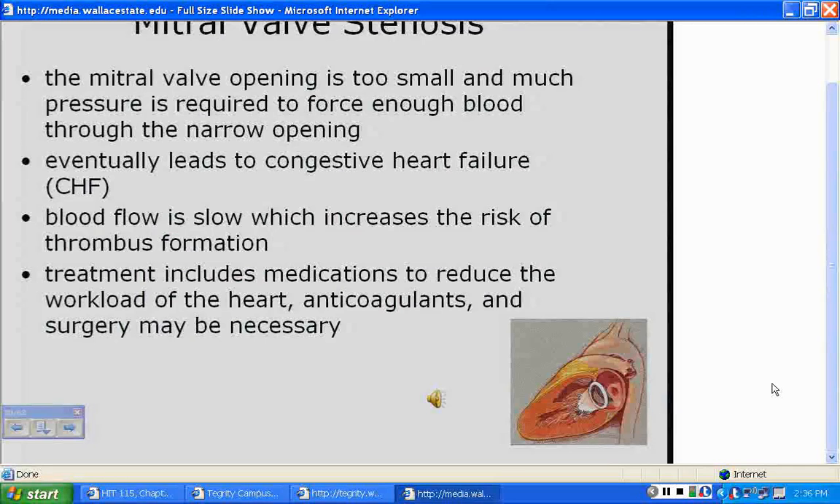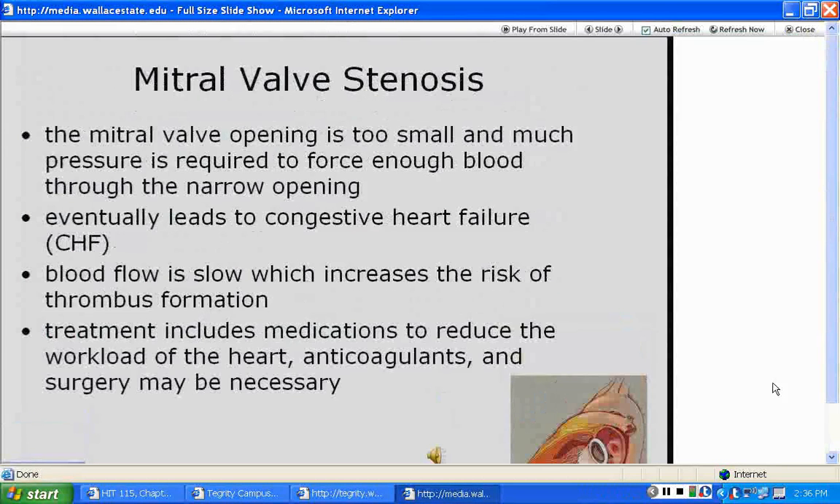After a long period of time of having mitral valve stenosis, eventually the heart's going to fail. It's going to overwork until it is exhausted. When a person has mitral valve stenosis, the blood flow is much slower through the heart, which increases the risk of thrombus, these little blood clots forming inside the heart. And when those little blood clots form inside the heart, it's very likely that that little blood clot's going to get pushed straight out the aorta, and then it may go straight up the carotids to the brain, causing a stroke.